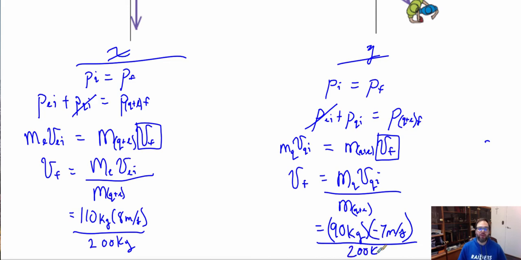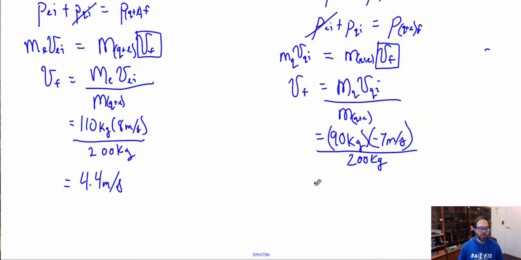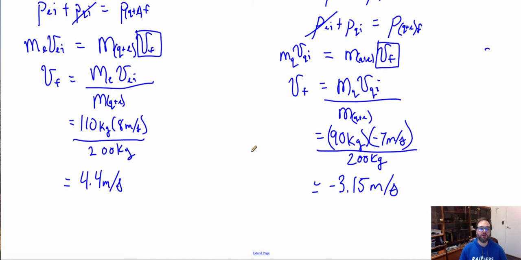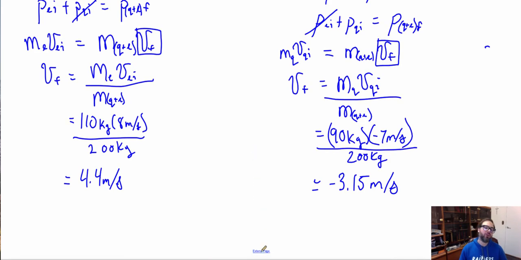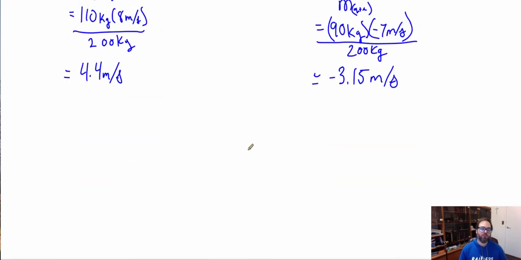And we're going to divide that by 200 kilograms. And that's going to give me a total of 3.15 meters per second south. So now that I have this part here, we can combine both my x and my y vectors to make my resultant. So let's make a diagram to see what's happening.